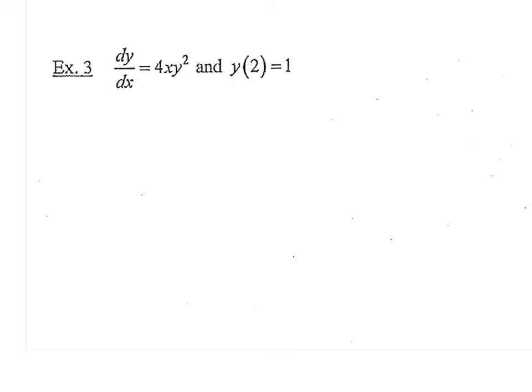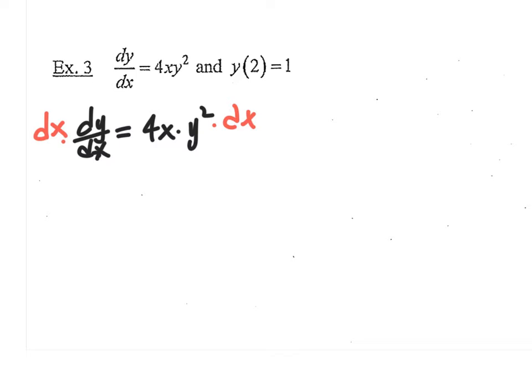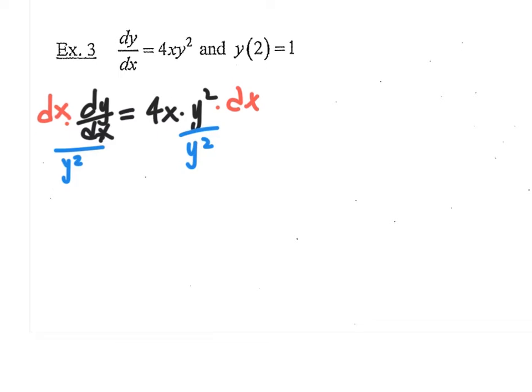So when we have two variables, we have to separate the variables. I'm going to get all the y's on one side and all the x's on the other. So let me rewrite this just real quick. dy/dx is equal to 4x times y squared, okay? If I multiply by dx on both sides and then divide by y squared, I end up getting 1 over y squared dy is equal to 4x dx, okay?